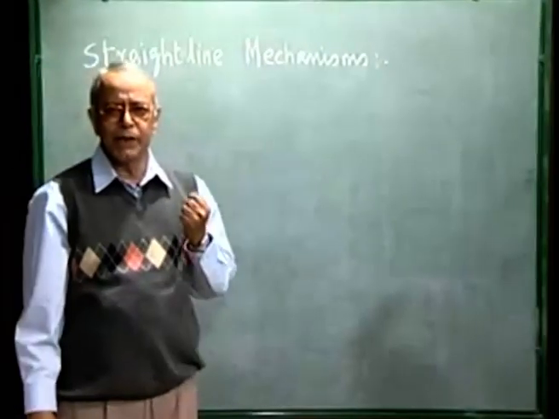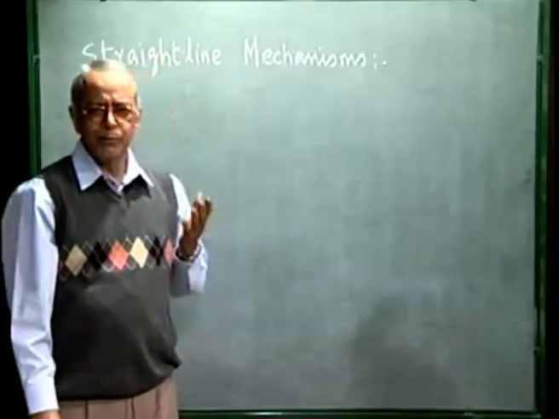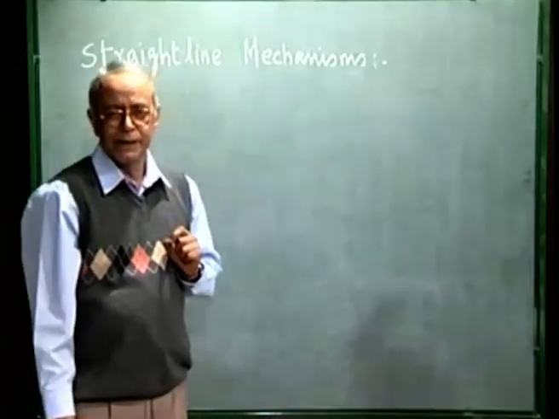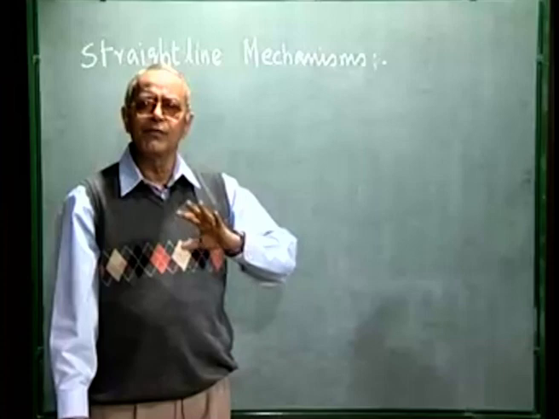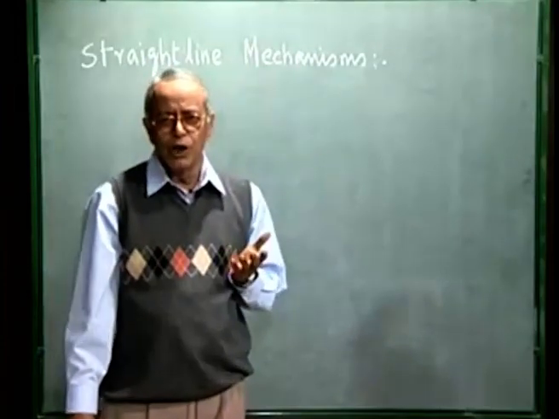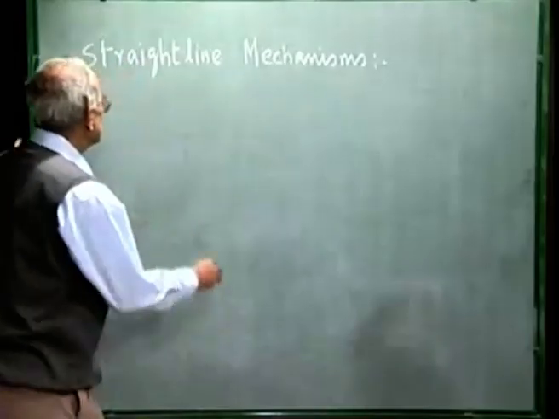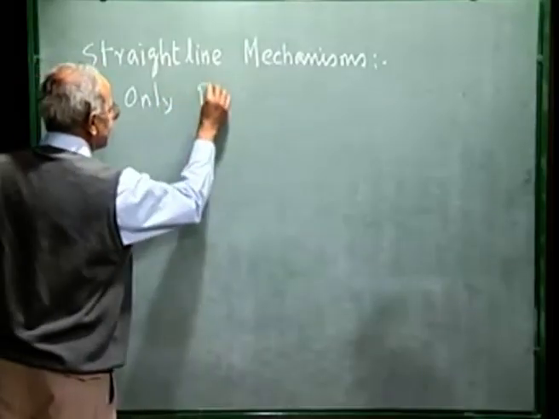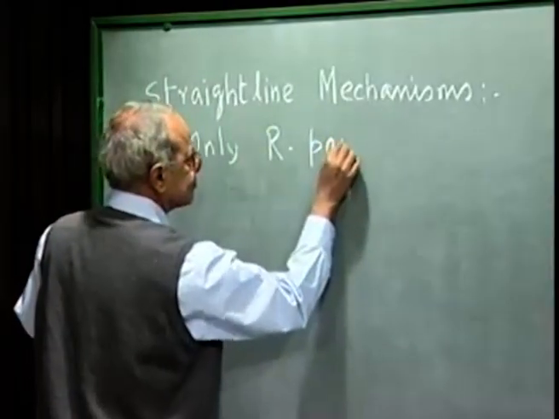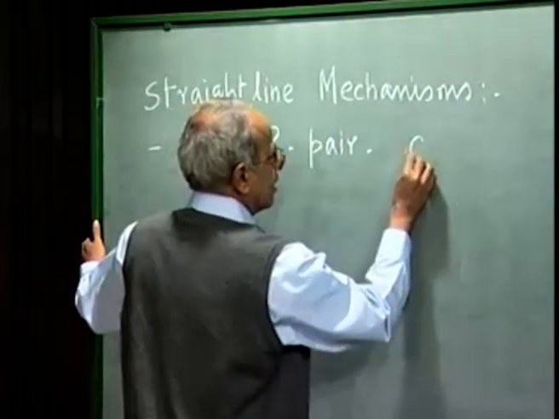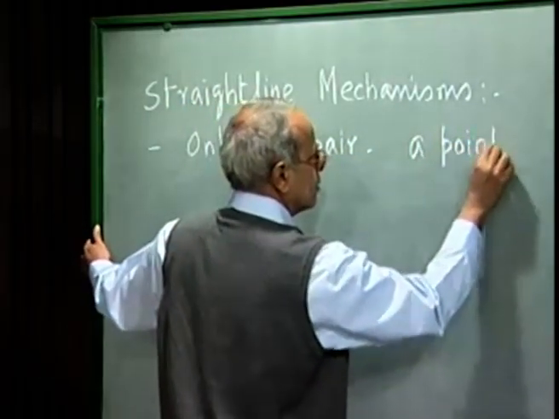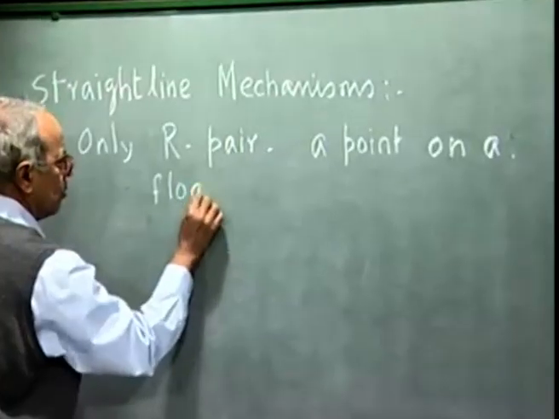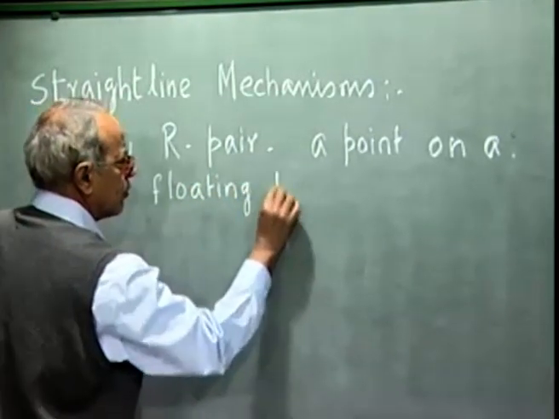What do we mean by straight line mechanism? By that we mean that we have to come up with a planar linkage consisting only of R pairs, such that a particular point on a floating link, as the mechanism moves, will generate a straight line. So, only R pairs. A point on a floating link.